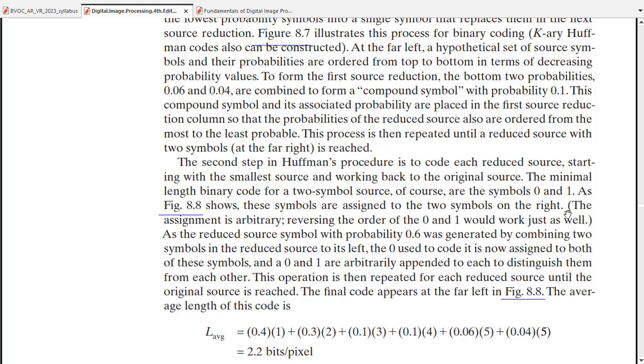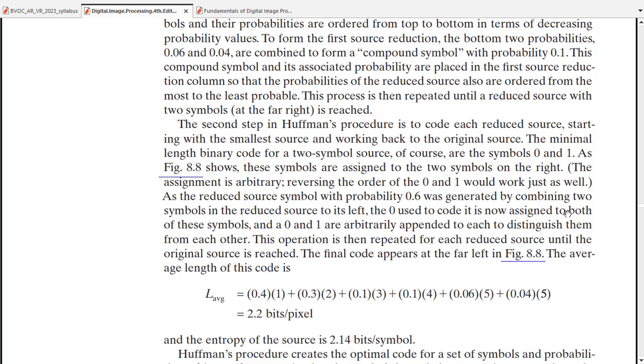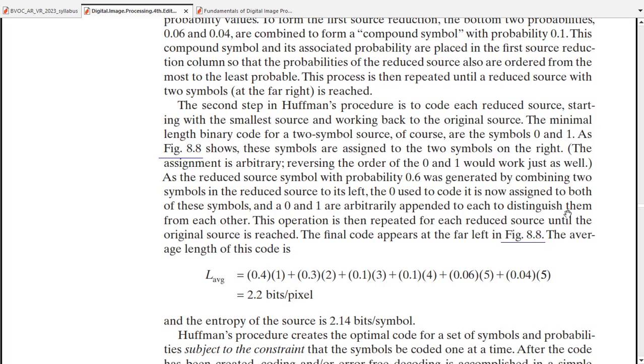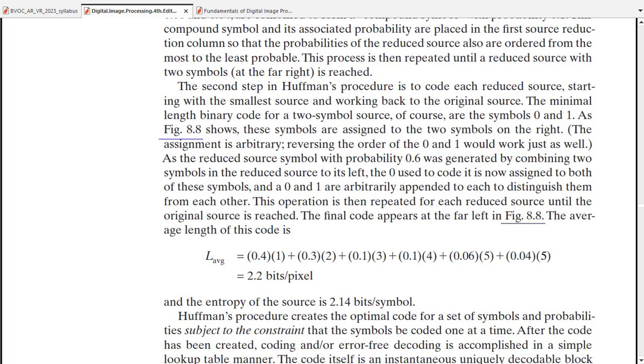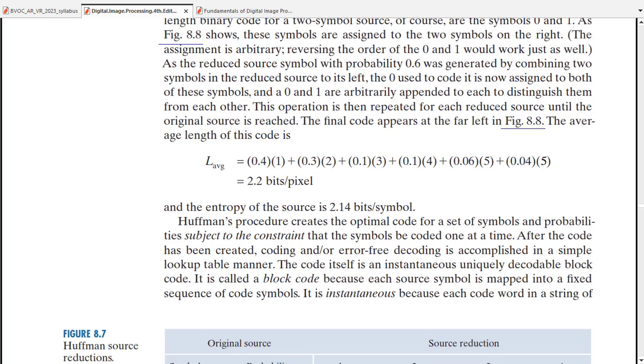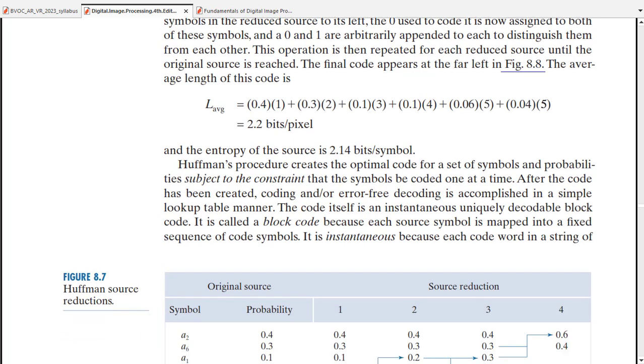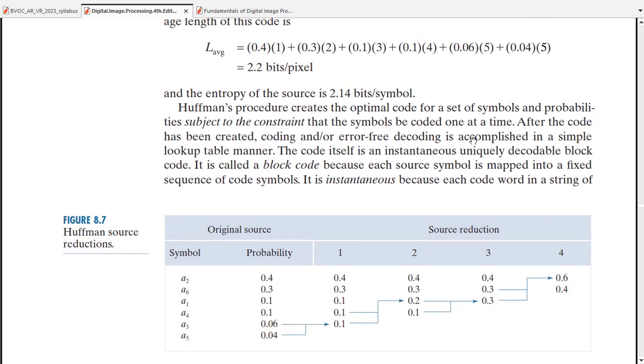This is the second step of Huffman coding: coding each reduced source, starting with the smallest source and working back to the original source. The minimal length binary code for a two-symbol source uses the symbols 0 and 1, as in this figure, with arbitrary assignment. The average code length is calculated as 0.4 times 1 plus 0.3 times 2 plus 0.1 times 3 plus 0.1 times 4 plus 0.06 times 5 plus 0.04 times 5, approximately 2.2 bits per symbol. The entropy is 2.14 bits per symbol.